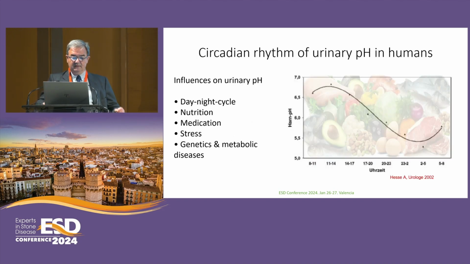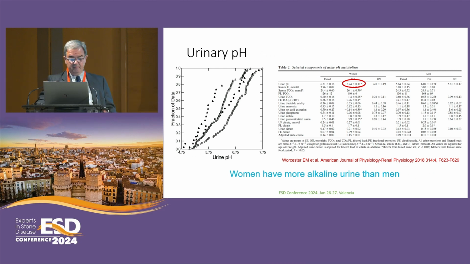We all know that urine pH follows these variations during the daytime, and it depends on various factors, such as nutrition, medication, drugs, genetic and metabolic diseases, and also gender. In this recent article, it was found that women have more alkaline urine than men only after feeding.